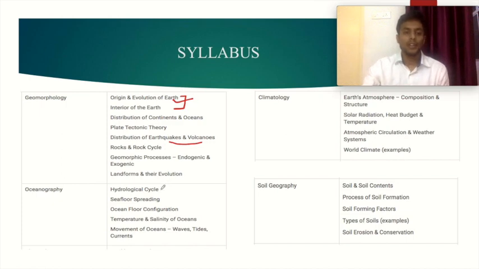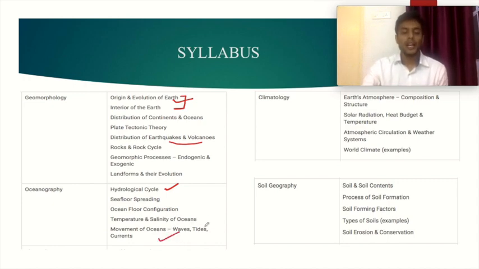Now also, one is from the hydrological cycle. So there was a question about freshwater deposition or the reservoirs of freshwater. It can be considered under this. Then there was a question on ocean currents, waves, tides. Of course, there has always been a question on these topics.